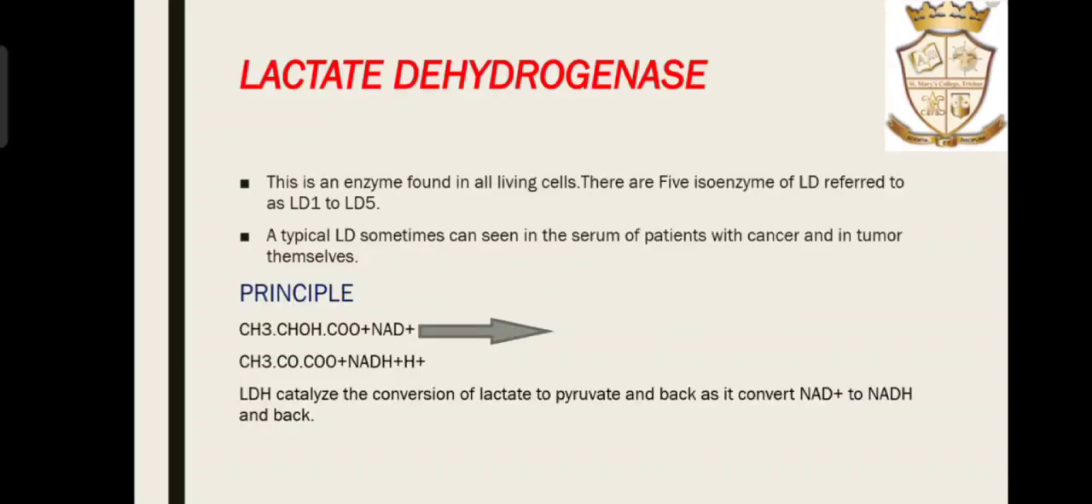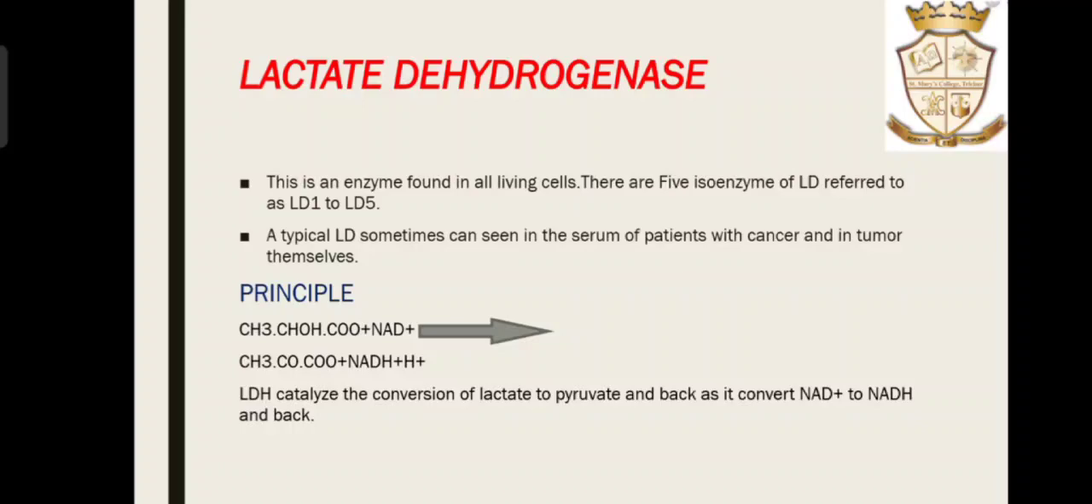The third one is lactate dehydrogenase. This is an enzyme found in all living cells. There are 5 isoenzymes of LD referred to as LD1 to LD5. An atypical LD can sometimes be seen in the serum of patients with cancer and in tumors themselves.